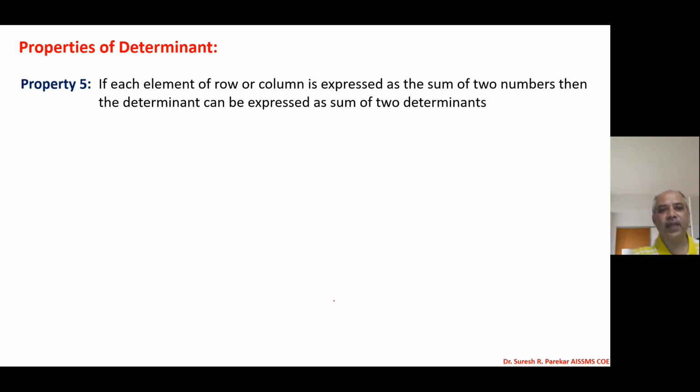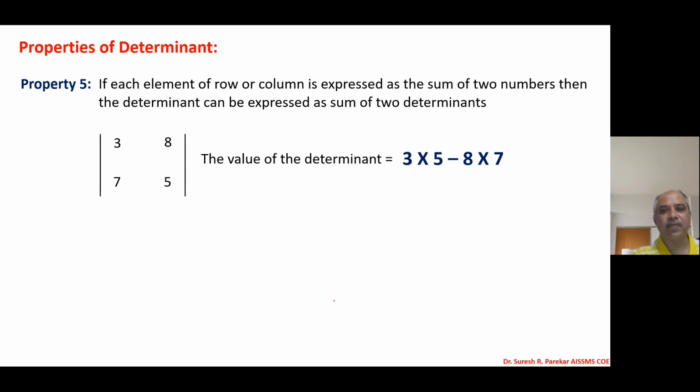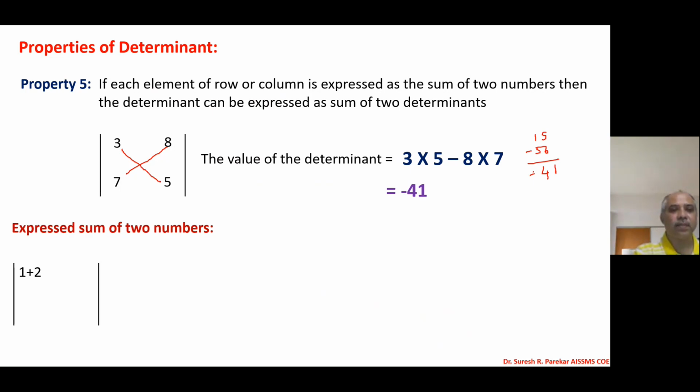Then we have property 5. If each element of a row or column is expressed as the sum of two numbers, then the determinant can be expressed as the sum of two determinants. So now you can see this, and the same we have, that is 3 into 5. So we have 3 into 5 minus 7 into 8. This will be minus 41, because 15 minus 56. So 5, 1, 1, 4. It comes minus 1. So now we will express this as the sum of two numbers.